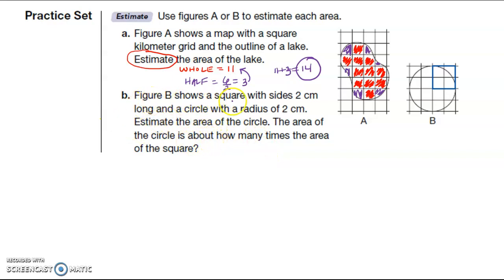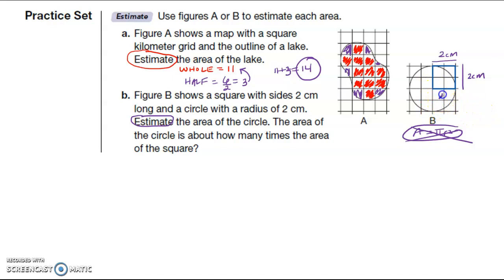So figure B shows a square with radius 2 centimeters. So a square with sides of 2 centimeters. Oh, that's this one here. This is 2 centimeters, and here is 2 centimeters. Estimate the area of the circle. Now, we have a formula for the area of a circle, but we haven't hit that lesson yet, so we can't use it.